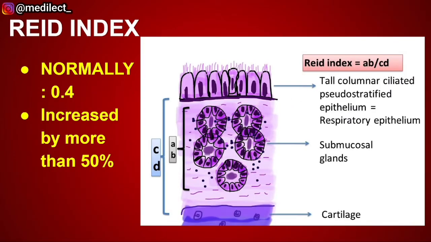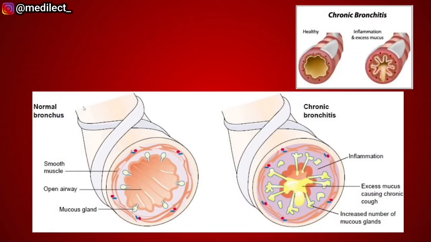The Reid index in a normal person is 0.4. Now first of all, what is the Reid index? That means the thickness of the mucus glands upon the thickness of the entire bronchial wall. So the ratio of these two, the thickness of the mucus glands and the thickness of the entire bronchial wall, is known as the Reid index, and it is normally 0.4. But over here in chronic bronchitis, there is hypertrophy of the mucus glands. What is happening?